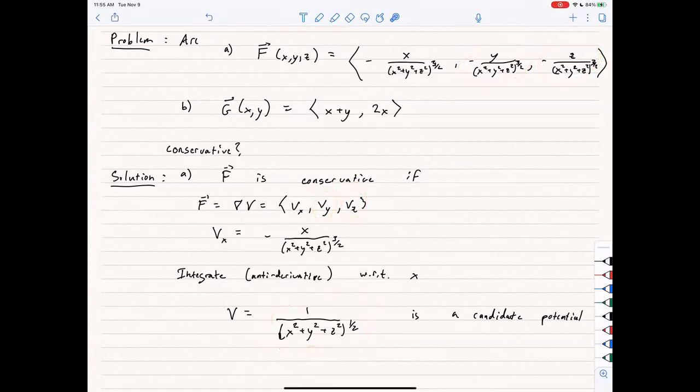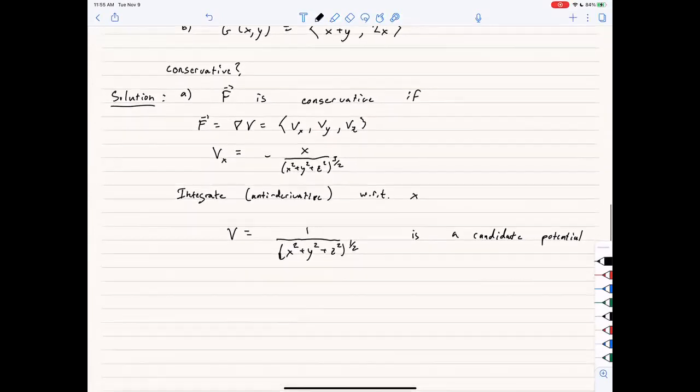It's symmetric with respect to the different variables. You can switch x and y and have the same kind of result. So indeed, just by looking at one of these equations, which happens, we stumbled across a potential. So yes, F is conservative.